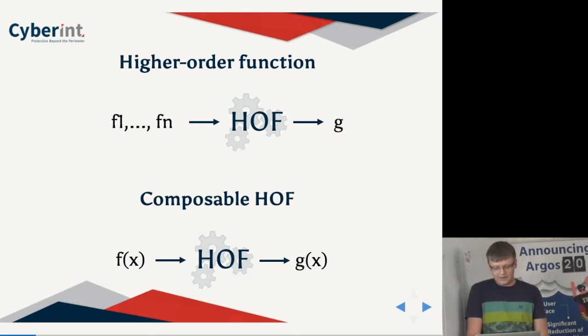But first, I want to introduce one more term: higher-order function. A higher-order function is a function which accepts at least one function and returns one function as a result. If your higher-order function accepts one function and produces one function with the same signature, then you get, I would say, the simplest higher-order function. Everything is the same, the same signature in the input and in the output. We are going to talk about only this simple case of higher-order function.